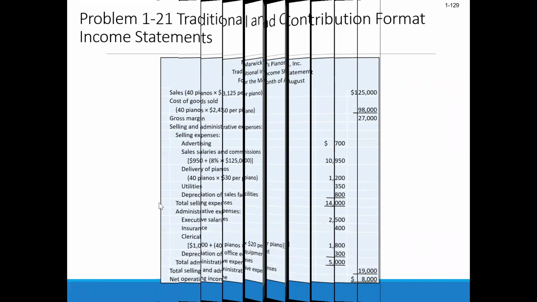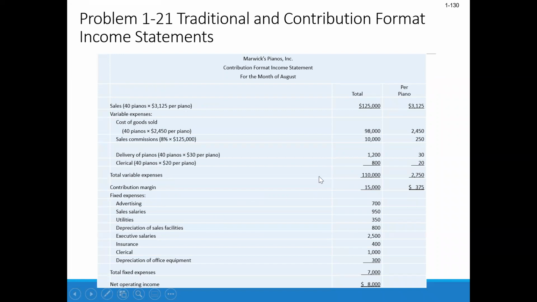Now, if we do a contribution statement, you see we show the sales minus the variable expenses. The variable expenses are the cost of the piano, the sales commission, the delivery, and that clerical portion. Then we have our contribution margin of 15,000, minus our fixed expenses, gives us our operating income.